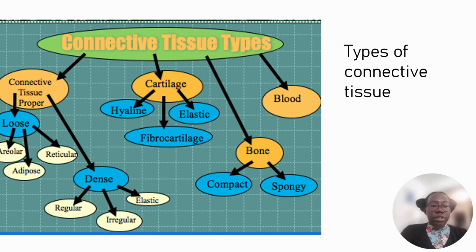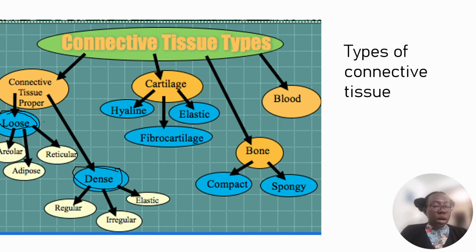We have the connective tissue proper, we have the cartilage, we have bone, and we have blood. And in the connective tissue proper, we have two types: loose connective tissue proper and dense connective tissue proper. They are called this based on the spaces that exist between the cells.